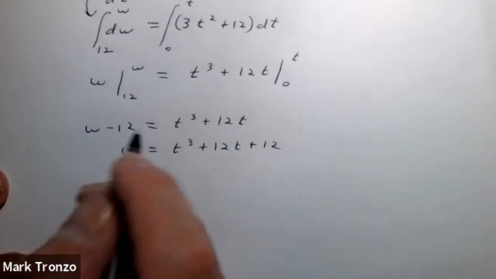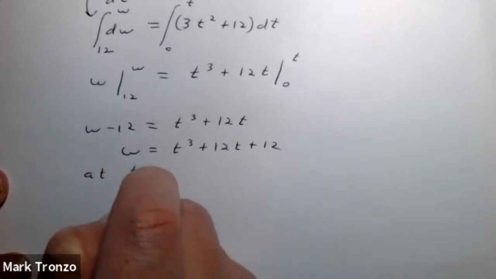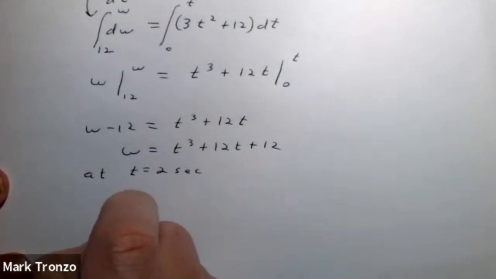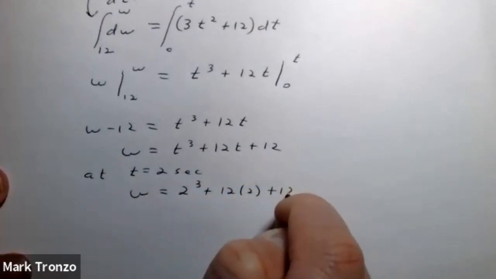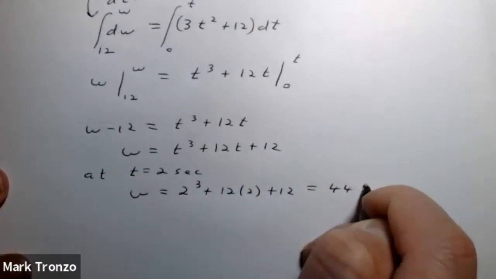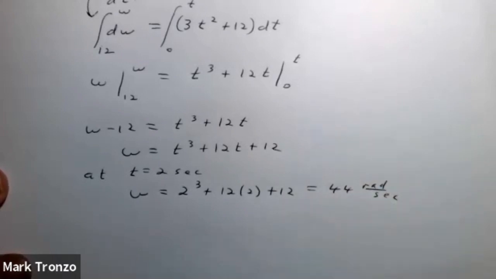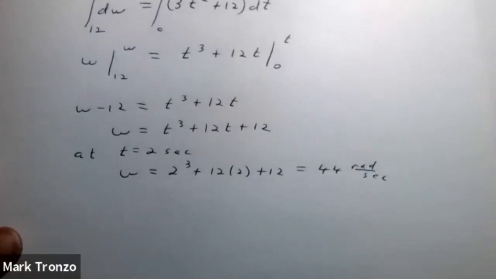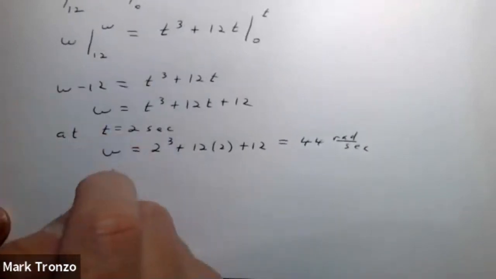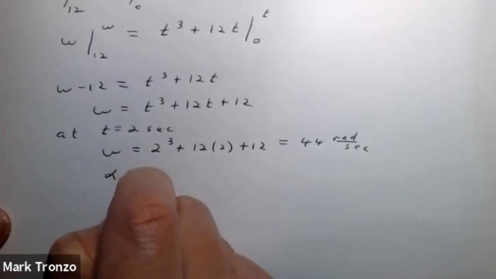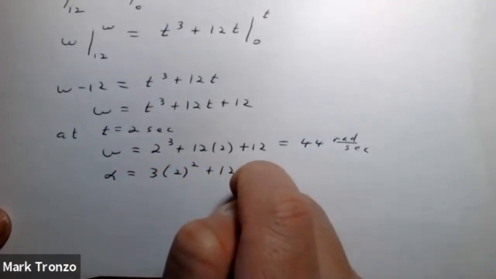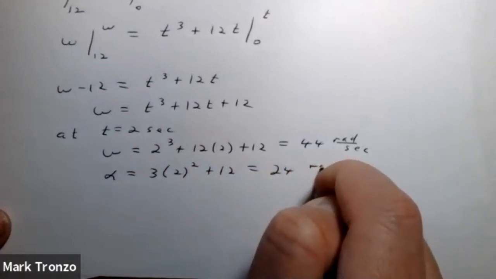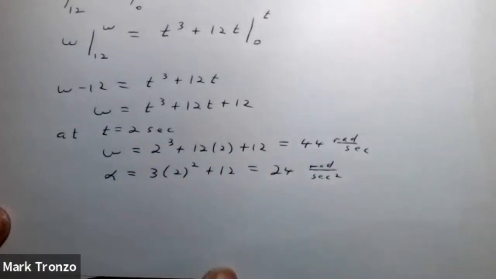And then find what happens at t equal 2 seconds. And that's 44 radians per second. Again, all I did was just plug things in. And we know what the acceleration is. It's 3t squared plus 12, so we can just put that in here. And that gives us 24 radians per second squared.